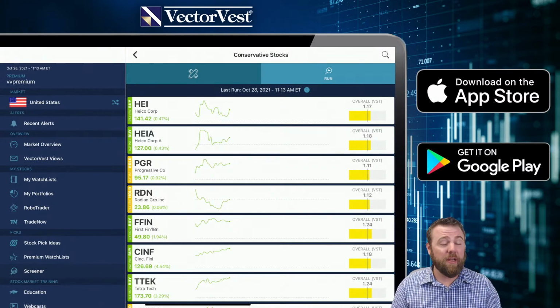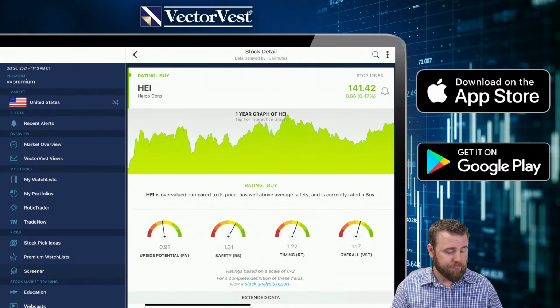All right, so looking at more conservative stocks. Once again, these are going to be your more long-term dividend payers, your more consistent, slow and steady stocks. Not a lot of volatility typically. More about capital preservation rather than capital appreciation here. So with HEI coming in at number 1, let's go take a look at it.